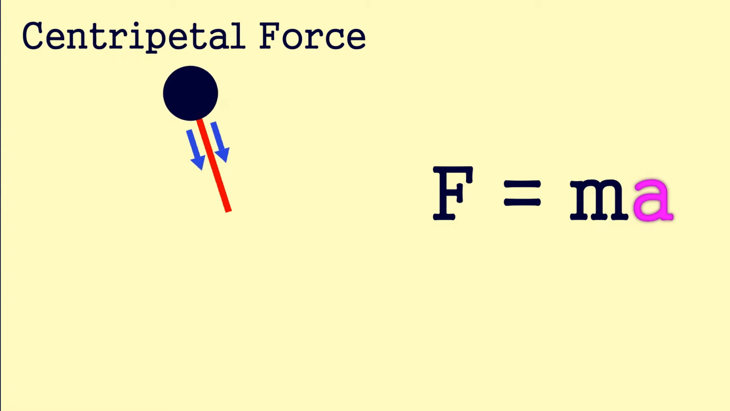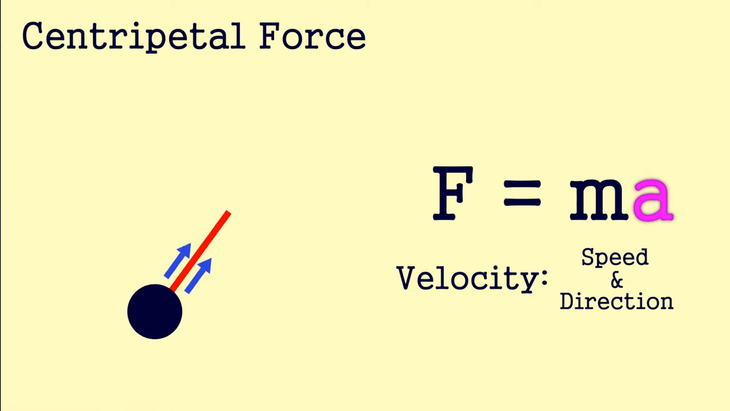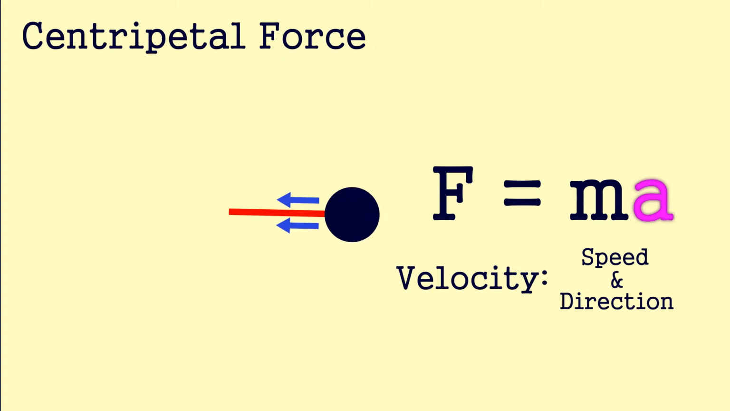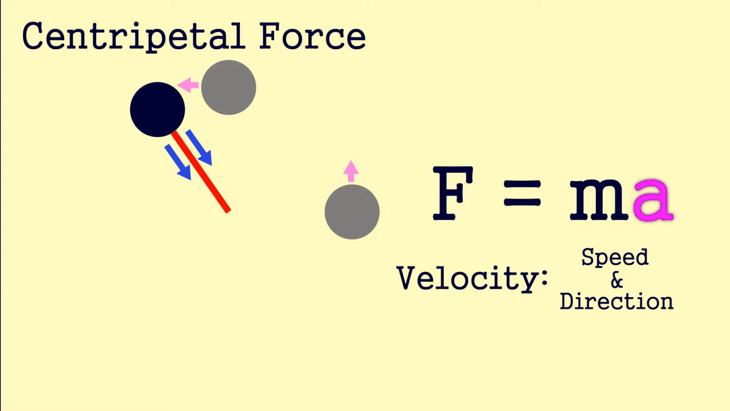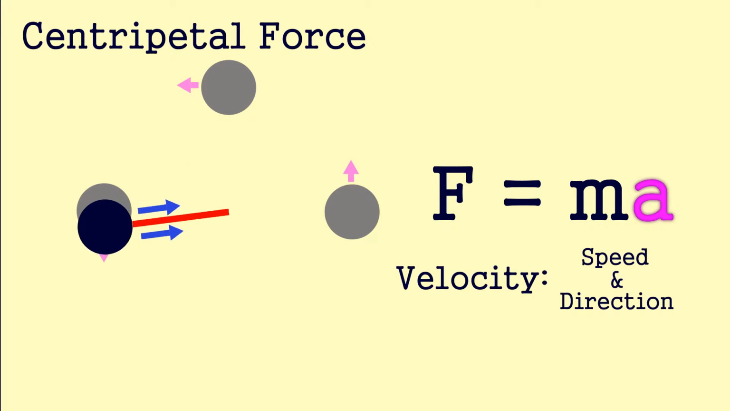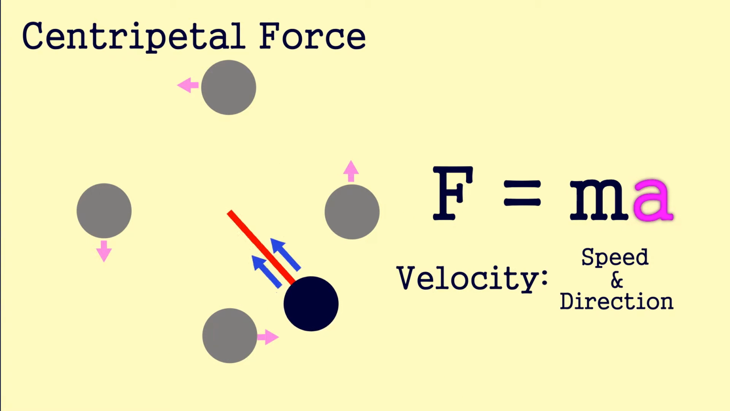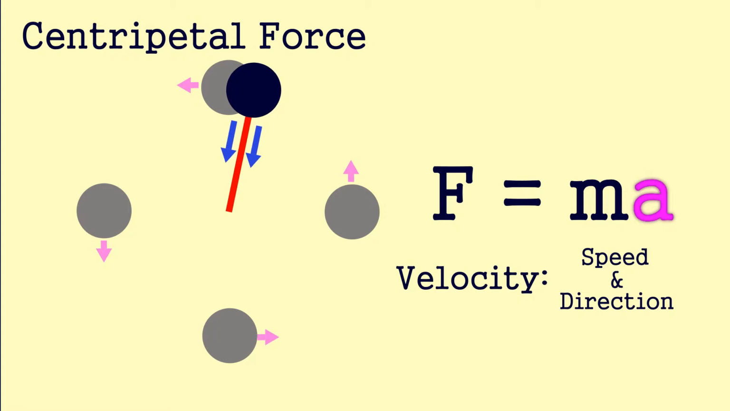Well, remember that velocity doesn't equal just speed, but also direction. When an object is traveling in a circle around another body, the object may be traveling at the same speed, but it will be constantly changing direction. After all, it's going in a circle. Therefore, Newton came up with an equation to describe this change, or acceleration, in the velocity's direction.